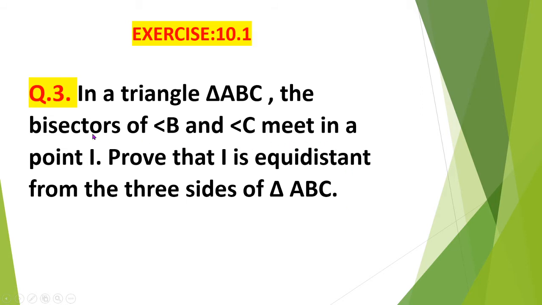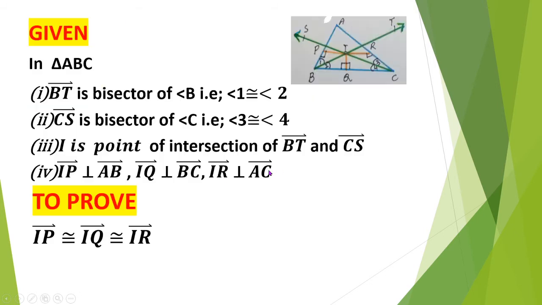Here you should know the meaning of bisector. Bisector means two sections, any line which divides one angle into two equal angles. Bi means two, sector means sections. Then equidistant means at equal distance.